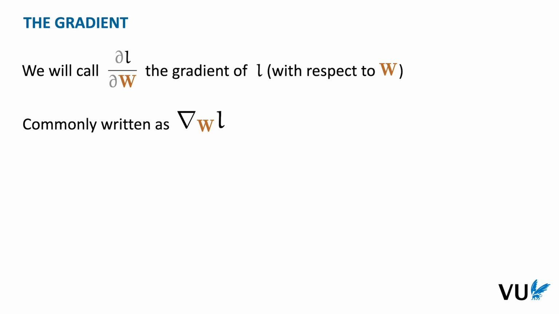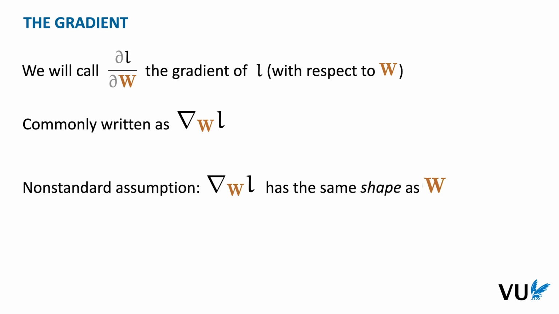Now we will also make a non-standard assumption, which is that this gradient with respect to W has the same shape as W. That's not standard because normally in vector calculus, the gradient is a vector, and if your normal vectors are column vectors, then your gradient is a row vector. It's the transpose of your normal vectors. This is very useful if you want to use the gradient as an operator, if you want to multiply things by the gradient. We never want to do that. We only ever want to subtract the gradient from something, as in gradient descent.